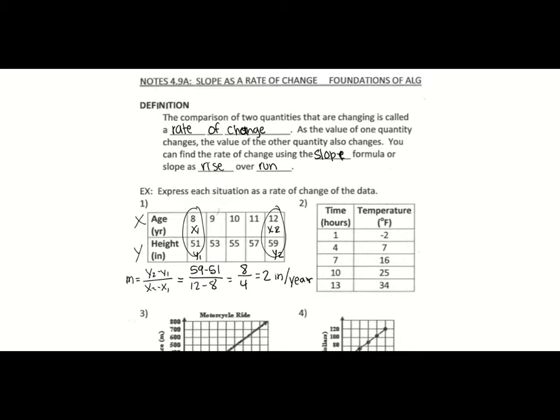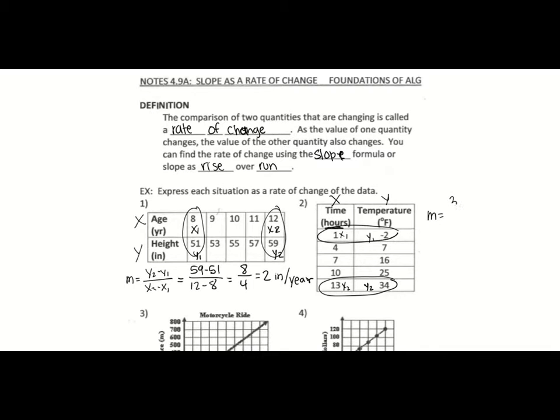We could do that with temperature too. So say over time, temperature of something is getting warmer. We want to figure out what is that average rate of change. Again, we're going to pick our first point and our second point. Our x is always going to be time, and our y is our other variable, our temperature. So we have x1, x2, y1, y2. Again, we can plug those into our formula.